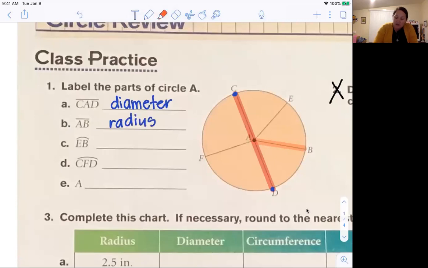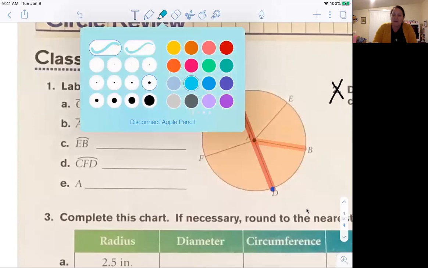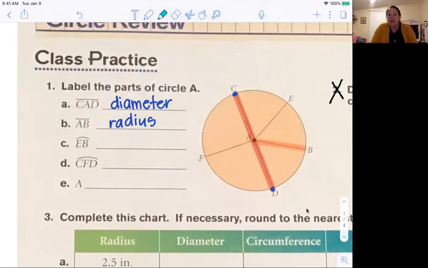Now the next two we haven't talked too much about, but let's see if we can do them. EB, that is called arc. Well, I kind of just gave it away. But EB is called an arc. It is a small part of the circle. If it's one little part around the circle, it's called an arc.